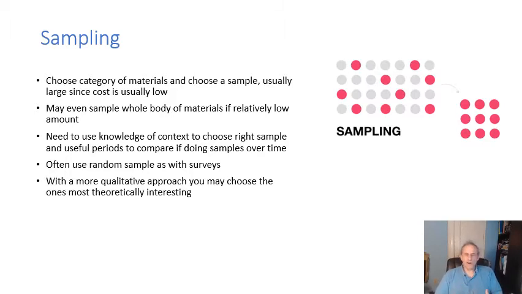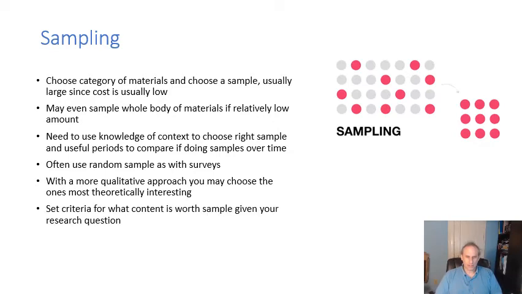Now, if you are doing a more qualitative approach, you may not do a purely random sample, but you may look for those that are most theoretically interesting, those that seem to be the most popular in a particular period, ones that reflect a particular subculture. But you should always be able to justify your sampling approach based on your research question. What you need to do is set the criteria based on that research question of what content is worth sampling given that research question.